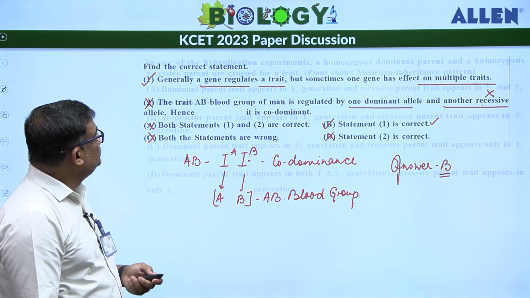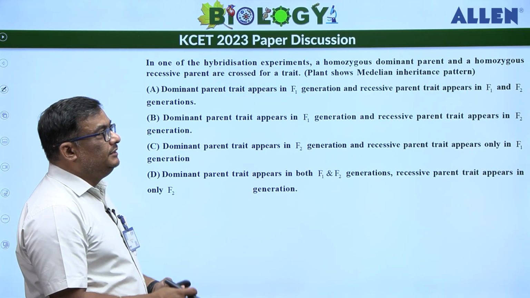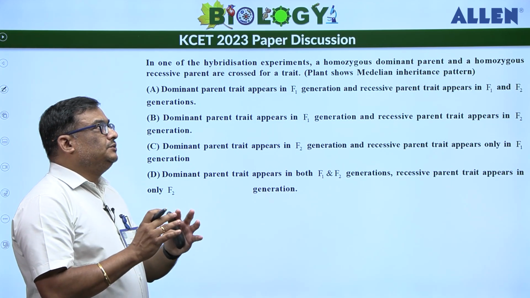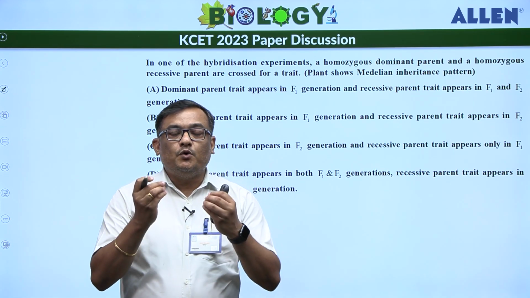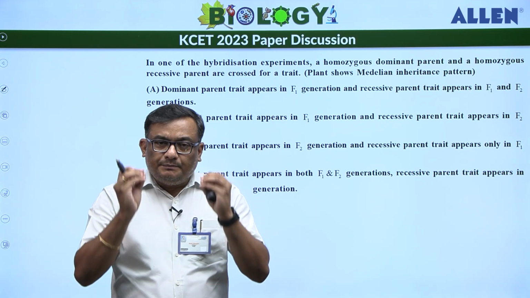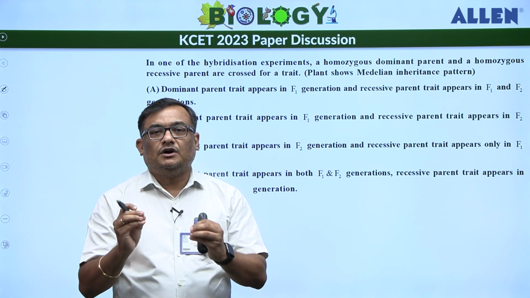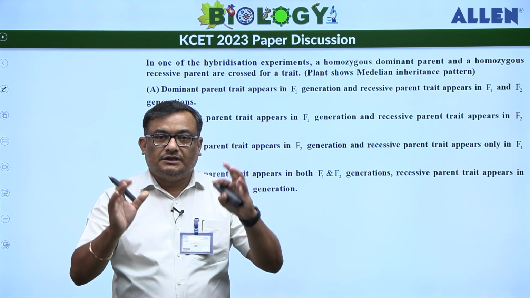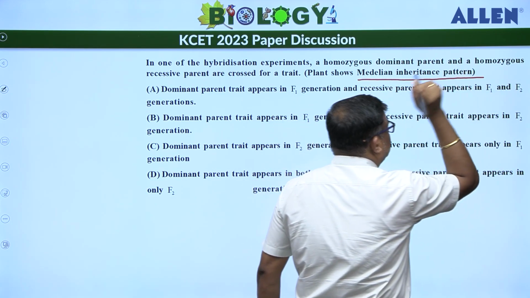Moving on to the next one. Now, in one of the hybridization experiments, a homozygous dominant parent and a homozygous recessive parent are crossed for a trait. Plant shows Mendelian inheritance pattern. That means the question paper setter has done this so that post-Mendelian concepts have to be ruled out. Non-Mendelian concepts have to be ruled out. You simply have to follow the three laws of Mendel: law of dominance, law of independent assortment and law of segregation. Nothing to be thought of codominance, incomplete dominance, this happens, that happens, nothing. The question paper setter is directly telling you that it is following Mendel's law of inheritance.